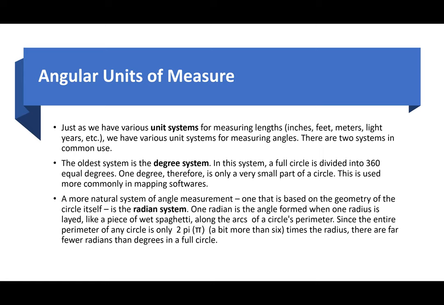A more natural system of angle measurement, one that's based on the geometry of the circle itself, is the radian system. One radian is the angle formed when one radius is laid like a piece of wet spaghetti along the arc of a circle's perimeter. Since the entire perimeter for any circle is only 2 pi, a bit more than 6 times the radius, there are far fewer radians than degrees in a full circle. But again, I explain these as two common ways of understanding unit systems, but more often you're going to be encountering the degree system.